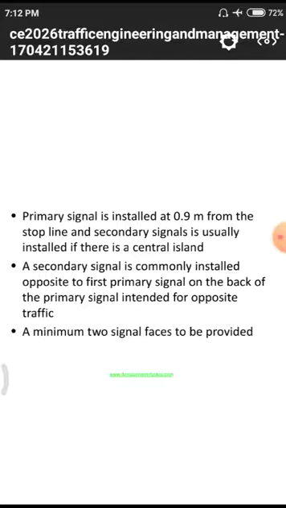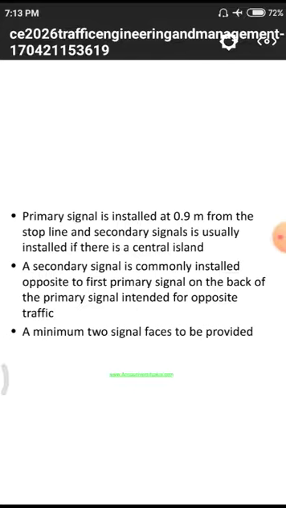Primary signal is installed at 0.9 meters from the stop line. Secondary signals are usually installed after central islands. Primary signal means where there is a larger number of mergings in a proper line of the road. So at those particular points we have to use primary signals, secondary signals and tertiary signals likewise.